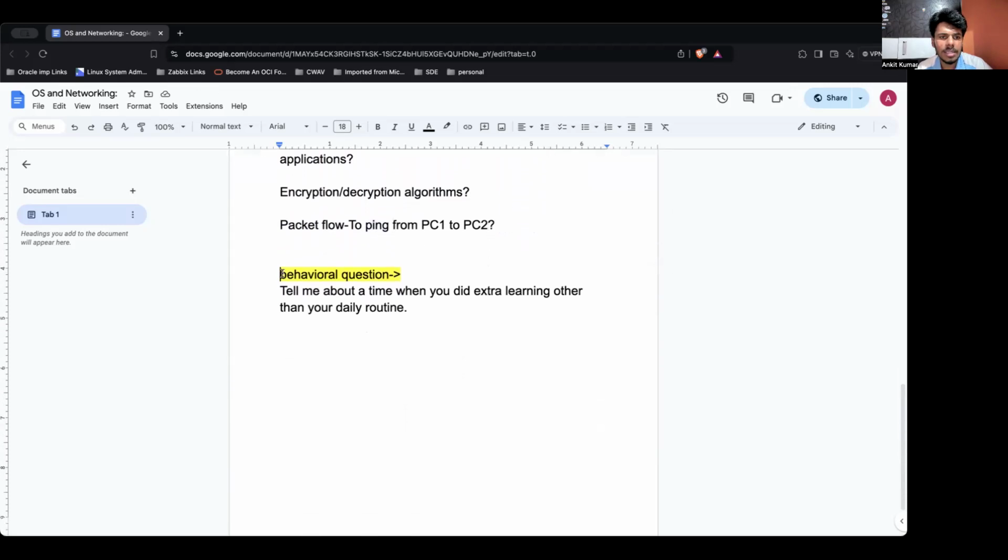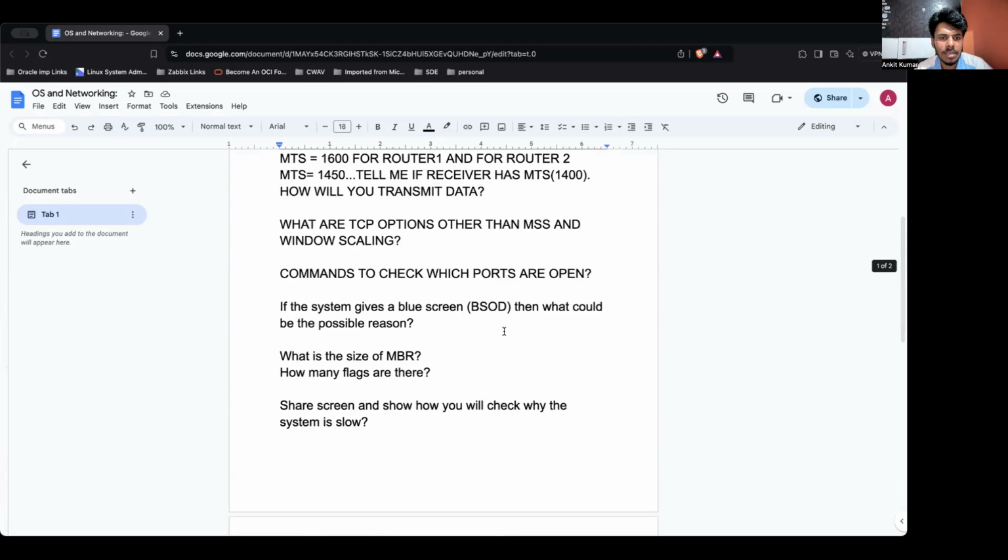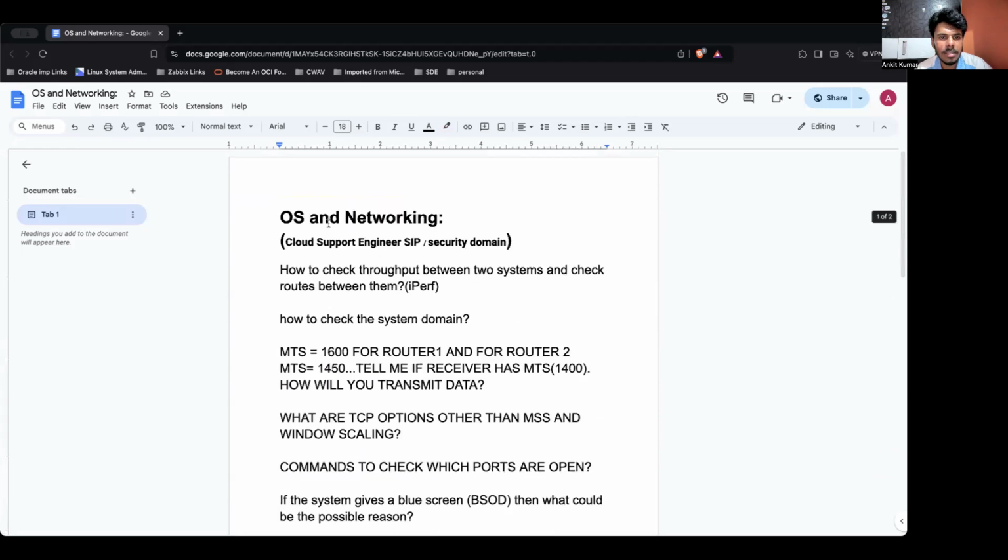Then the last, they ask a behavioral question in the technical rounds as well, if you don't know that. For me also, in both my technical rounds, they had asked one behavioral question at the end. And for this person as well, they asked: tell me about a time when you did extra learning other than your daily routine. So that's it. These were all the questions which were asked to this person for the OS and networking round interview.